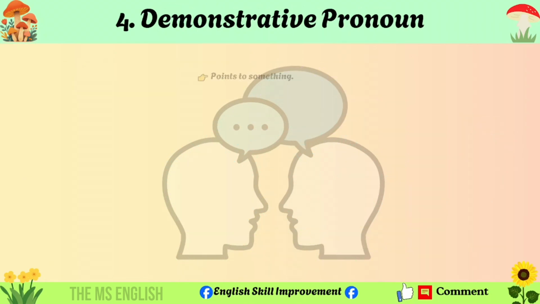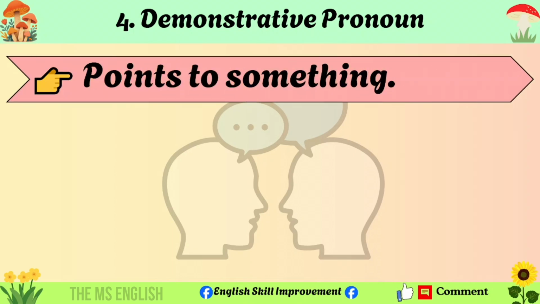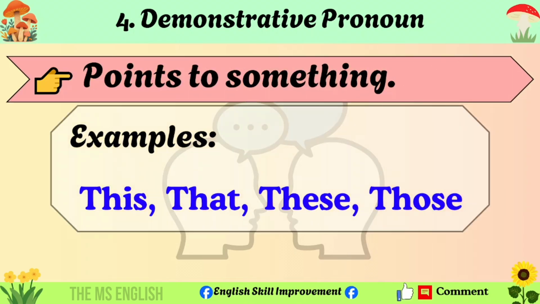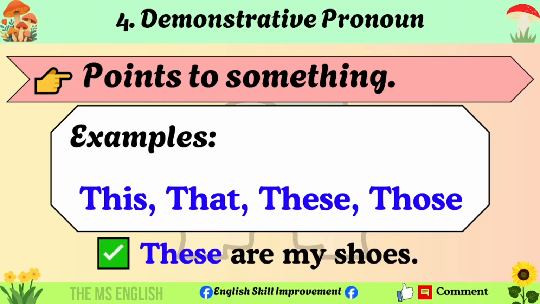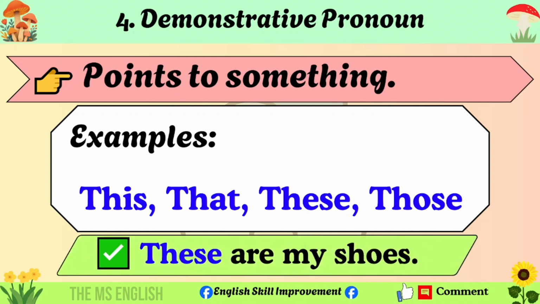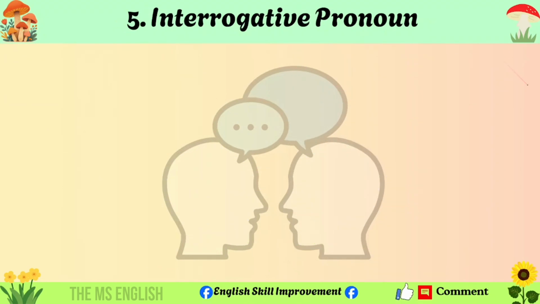Demonstrative pronoun. Demonstrative pronoun points to something. Examples: this, that, these, those. These are my shoes. In this sentence, demonstrative pronoun is these.